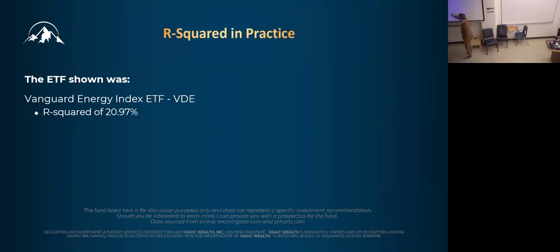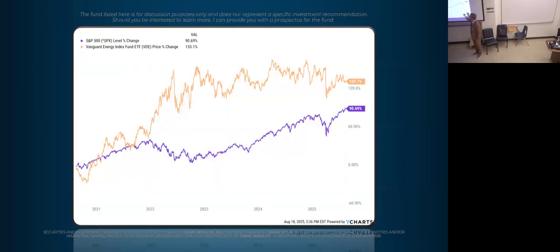the energy index fund over this 5-year period performed wildly differently, and most of the movement was not due to anything that happened in the S&P. Because the energy funds are more sensitive to things like oil price changes, like natural gas, companies like that. That's more of a commodity-based volatility, which is not always reflected in stock market indices.